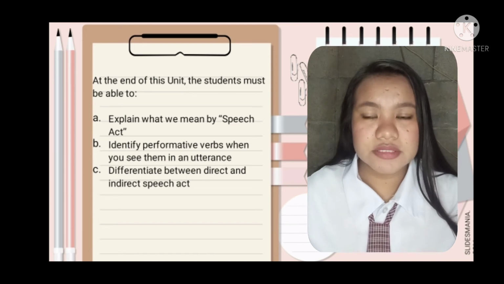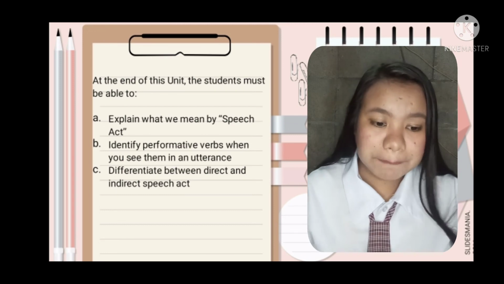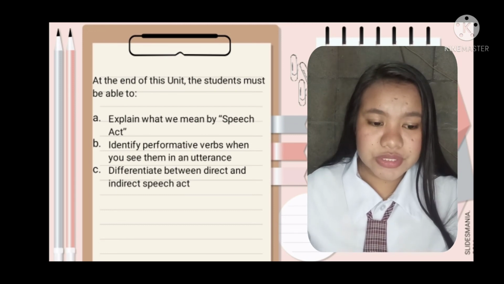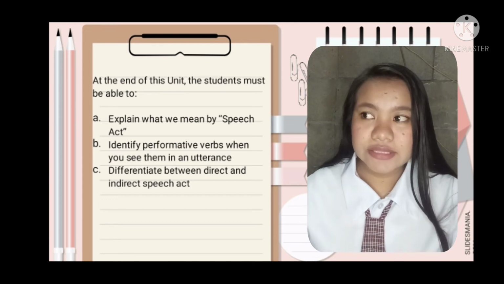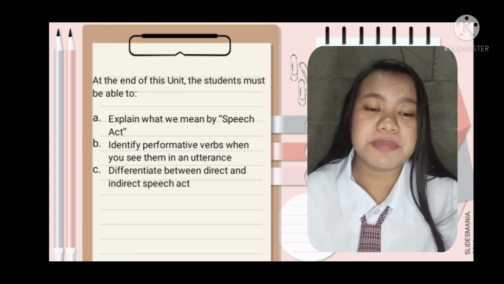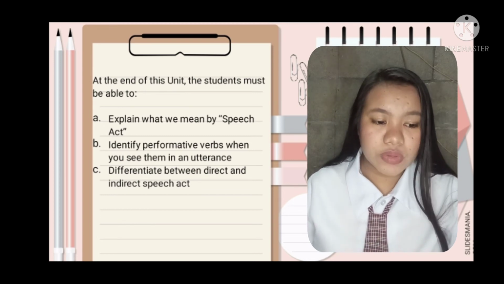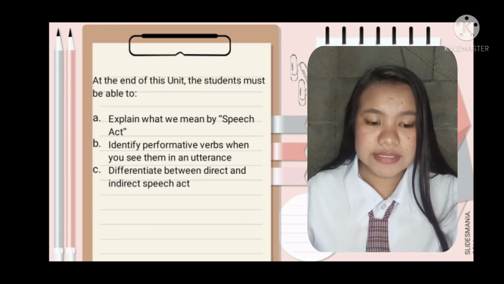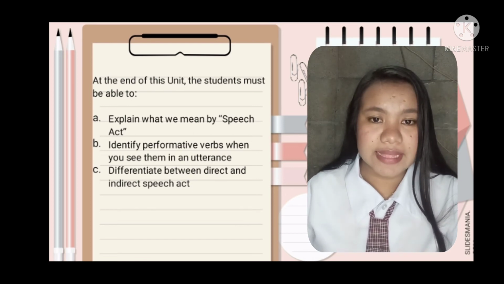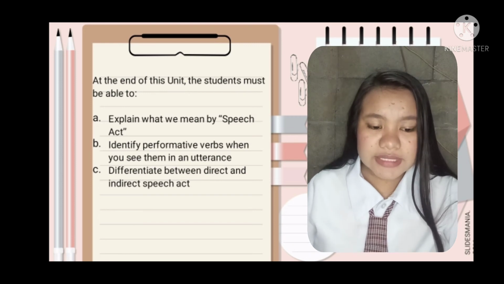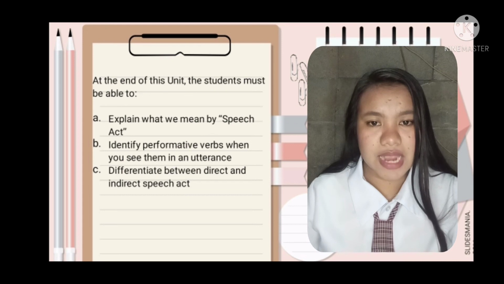Before we proceed to the main discussion of our topic, let me first introduce to you the unit objectives. At the end of the unit, the students must be able to first explain what we mean by speech act. Second, identify performative verbs when you see them in an utterance. And last, differentiate between direct and indirect speech act.